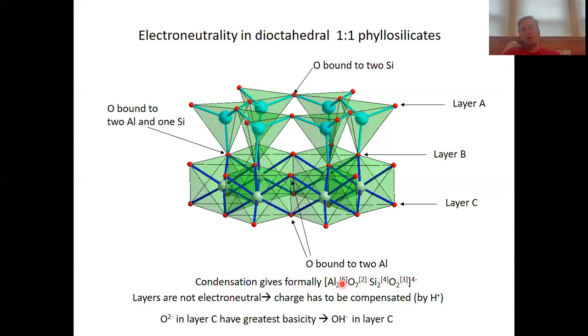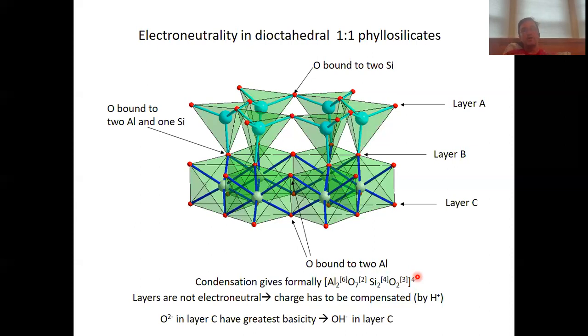Now we have 2 times 3 negative charges in the aluminum, so that gives 6 negative charges. And we have 2 times 1 positive charge here at the oxygen. And -6 plus 2, well, that gives -4. And that explains why these layers overall have a 4- negative charge. So this charge within these layers has to be compensated somehow by a cation.